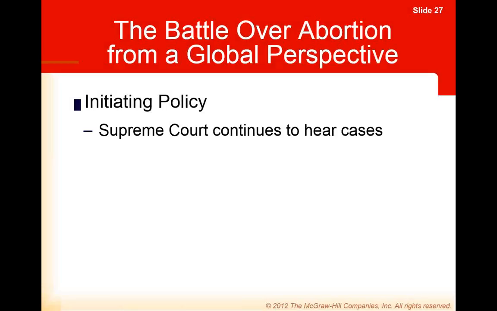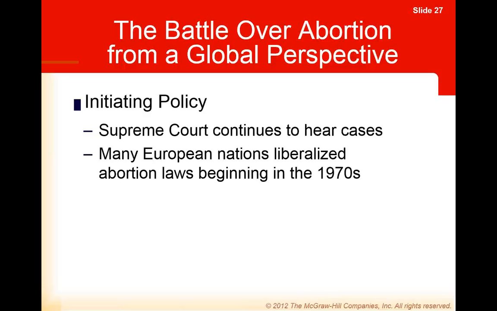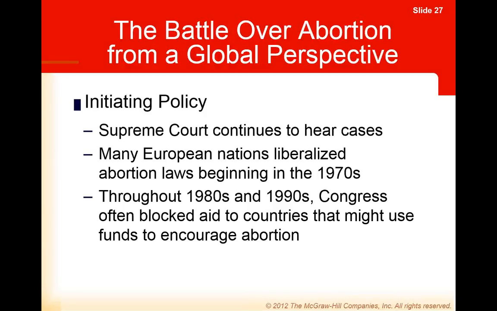So when we think about policy, the Supreme Court continues to hear cases. Many nations in Europe liberalized abortion laws beginning in the 1970s, about the same time as Roe v. Wade here in the United States of America. And then throughout the 1980s and 1990s, when Congress became very conservative, kind of controlled by the GOP, Congress often blocked aid to countries that might use funds to encourage abortion.